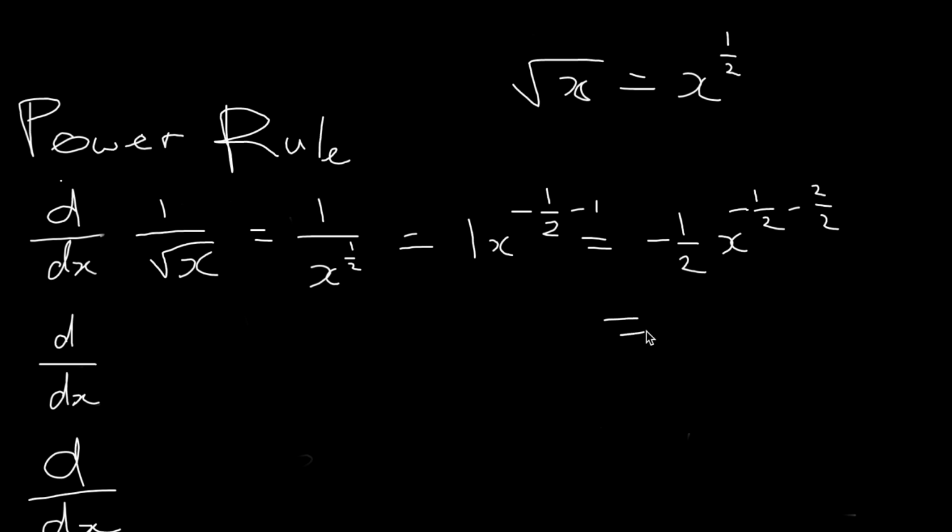And then, running out of room, but we'll write it here. We've got negative 1 over 2 x to the power of negative 3 over 2. Now, from here, we can move it back. So we've got a negative 1 over 2 x to the power of 3 over 2.